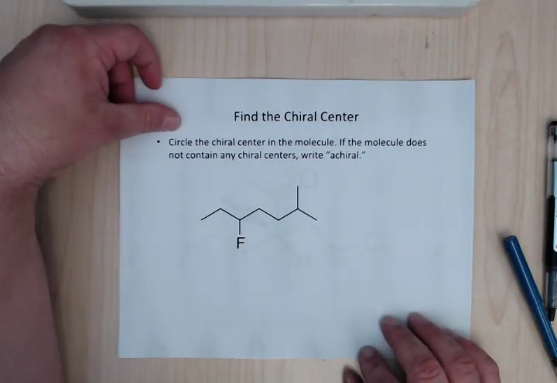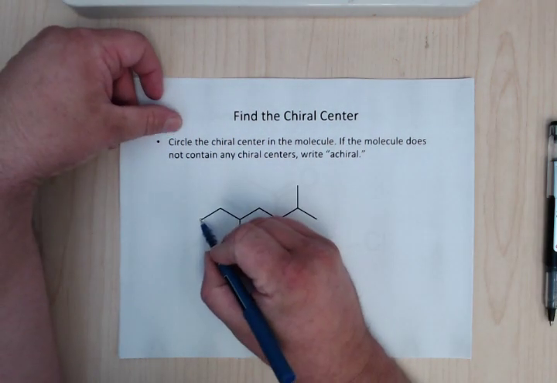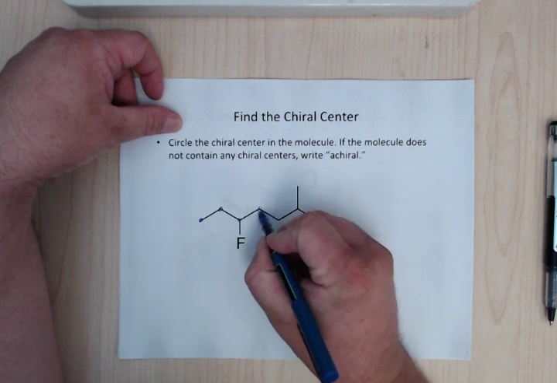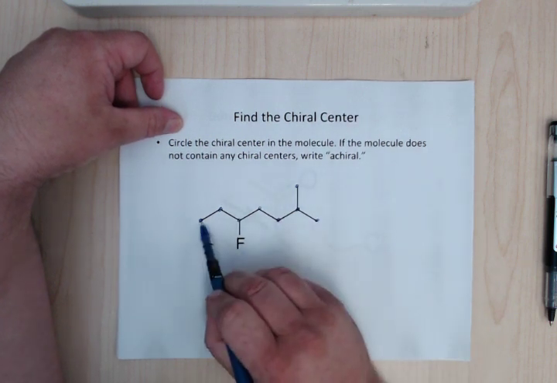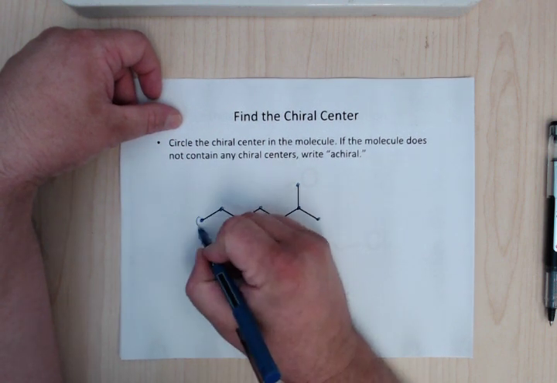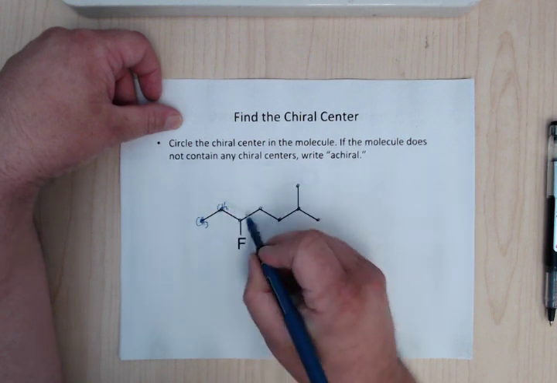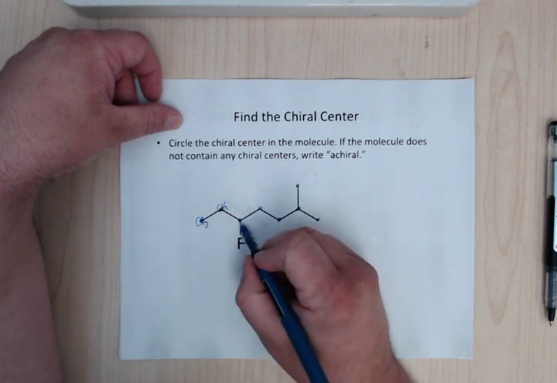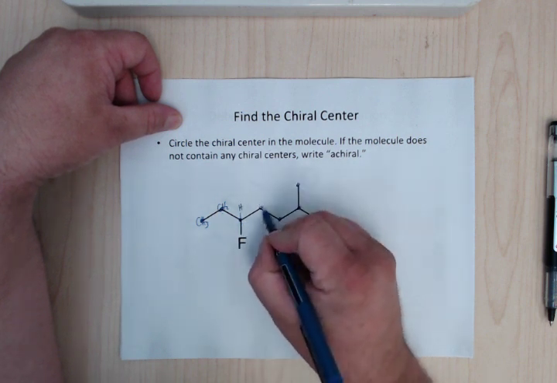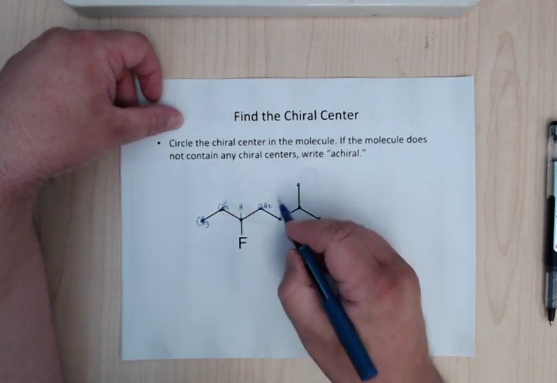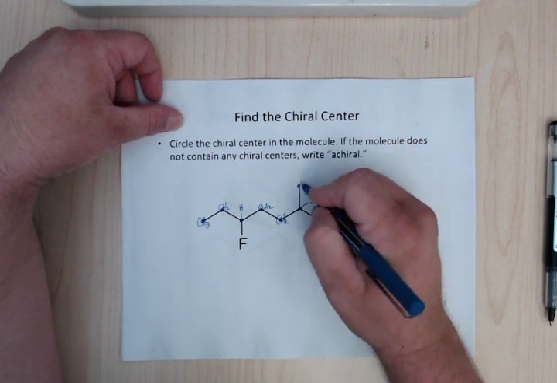So find the chiral center. What you want to do is go ahead and draw on your hydrogens. Well, here are your carbons. This one has 1 bond shown, so it's a CH3. 2 bonds shown, so CH2. This carbon has 3 bonds shown, so it's a CH. Here it's 2 bonds shown, so CH2. CH2. Here it's a CH, and both of these are CH3.